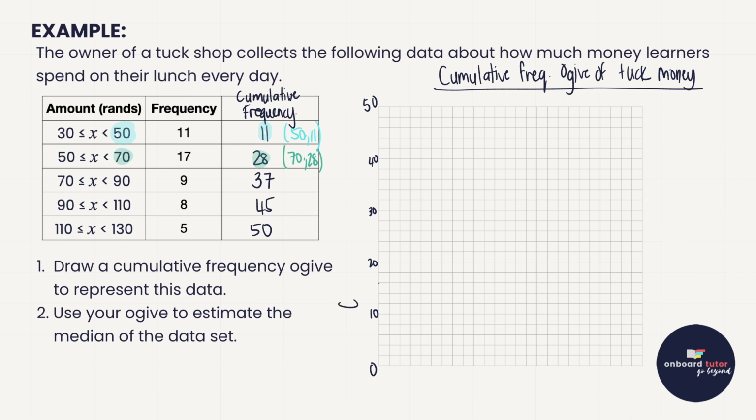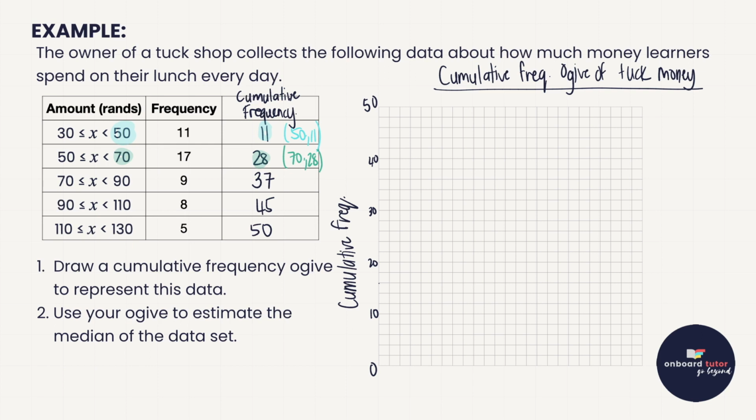Okay, so that's the cumulative frequency on the y-axis. Then we've got the amount in rands, which we're going to pop on the x-axis, and that needs to go from 30 all the way to 130.